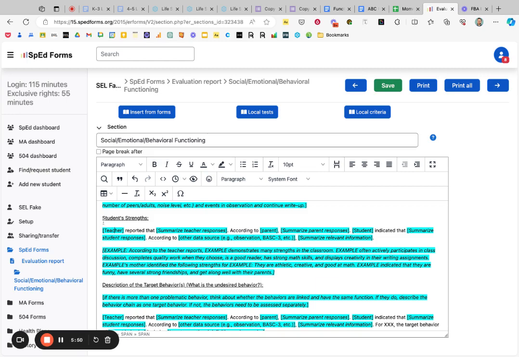So we want to know about the student's strengths. What does the teacher say about their strengths? What does the parent and what does the student say about their strengths, all in one place? So here's an example. You're not meant to use this. It's just what this would look like potentially when it's fully written out for a student.